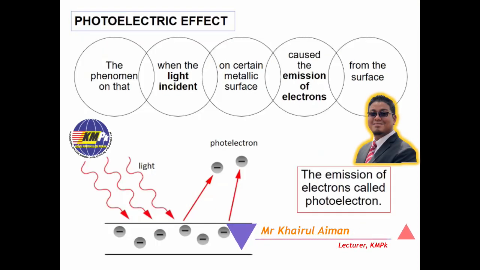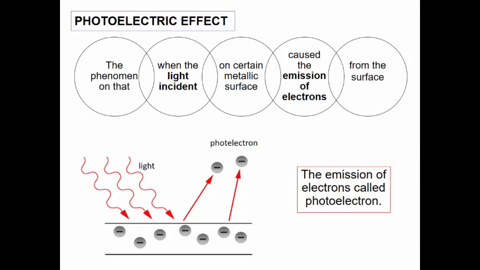To prove his proposal, Einstein proposed a test of the quantum theory of light: quantitative measurements on the photoelectric effect. The photoelectric effect is the phenomenon that when light shines on a certain metallic surface, it causes the emission of electrons from the surface. This figure shows the emission of the electrons from the surface of the metal after being shone by the light. These emitted electrons are called photoelectrons.